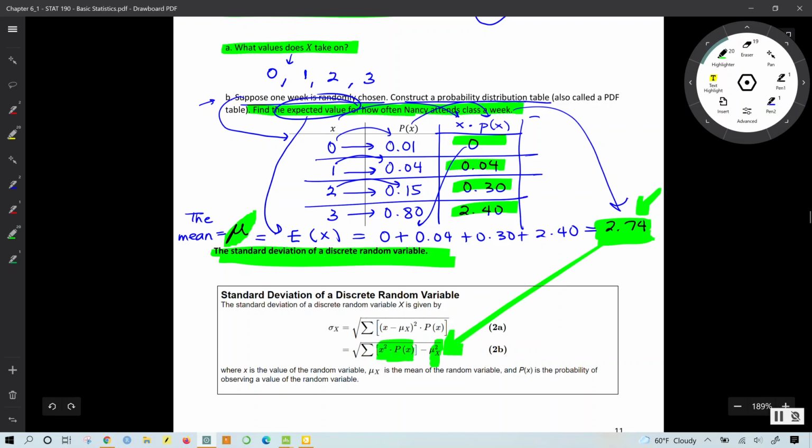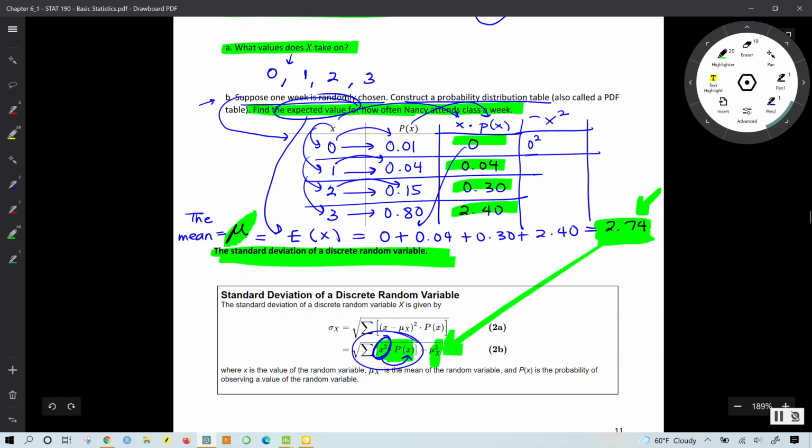Then the other part requires us, if you observe closely, to square each value of x and then multiply by the probabilities and then add them up together. To do that, let's begin. First step, create another column of x squared. That is, each value of x, 0, 1, 2, 3 squared.